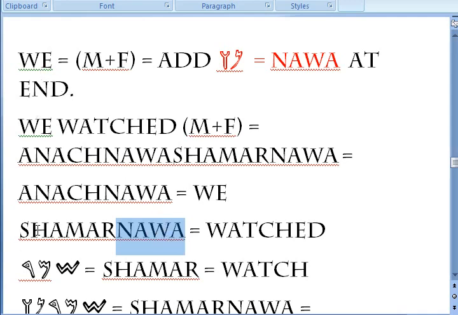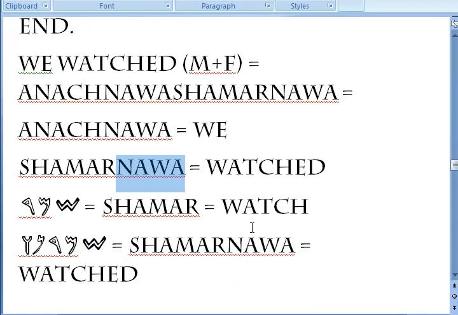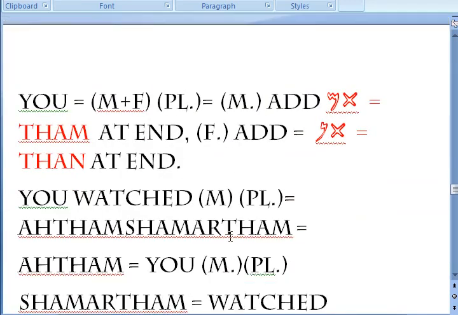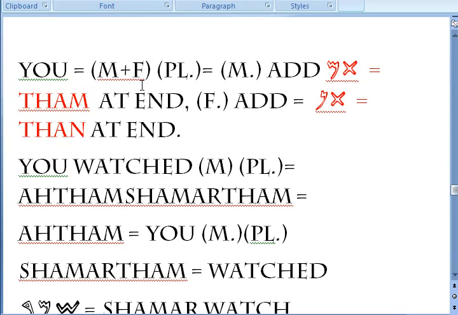You know, so there's not really too much change in the actual word watch, but it's just a matter of putting the right combination of letters to distinguish who you're speaking of when you make these sentences. All right. So shamar nawa, anach nawa, shamar nawa. We watched. Once again, shamar is watch, and shamar nawa is watched. But when you're saying it for we, when you're speaking about yourself and other people with you, whether it's masculine or feminine. All right. Now the next one is you, male plus female, plural.